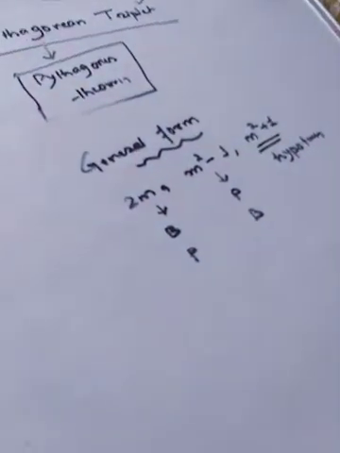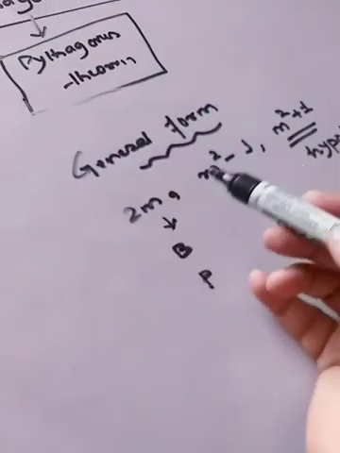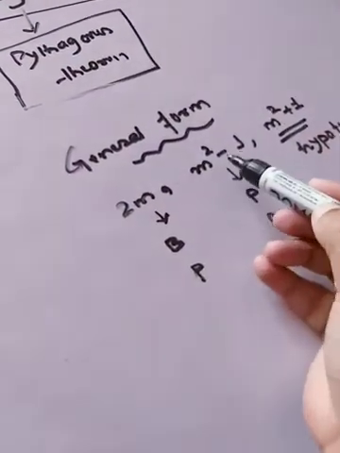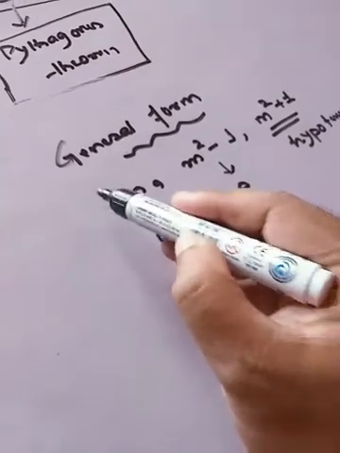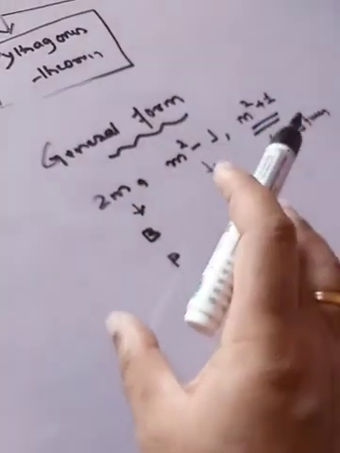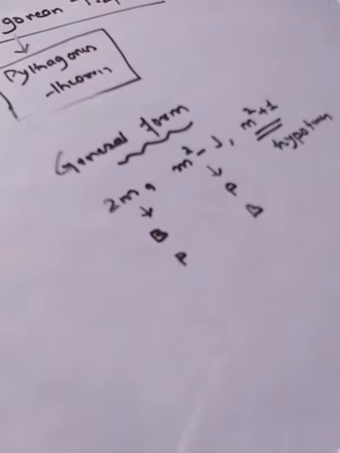As this is the general form of a Pythagorean triplet, that is 2m, m square minus 1 and m square plus 1, this is what you have to remember, students. There is an explanation for this, but it is not required for this class.